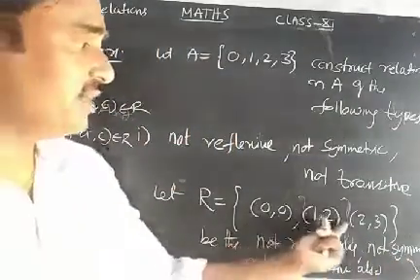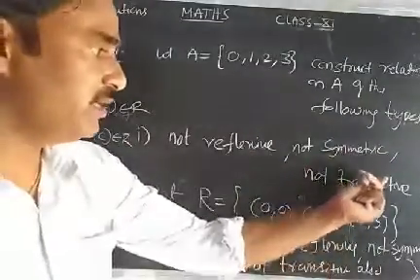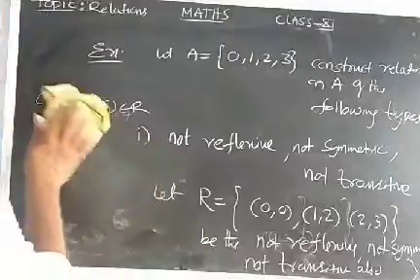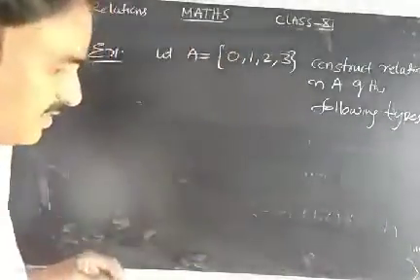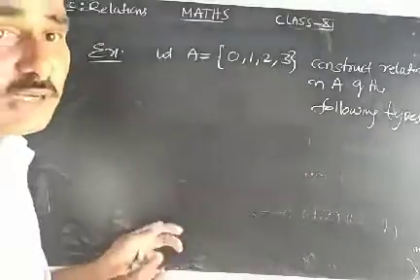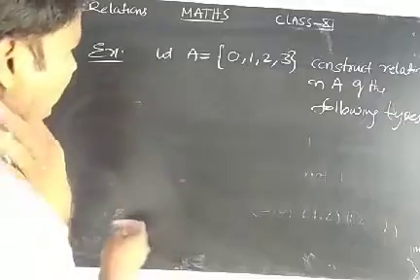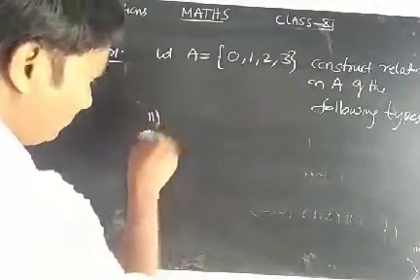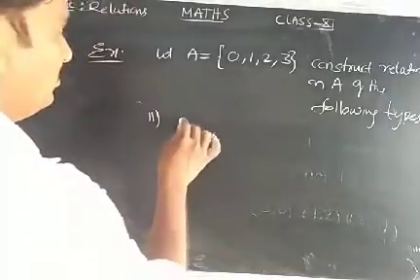See how I am taking the order pairs, in such a way that it should not be reflexive, not symmetric, not transitive. You just have to consider the order pairs from A cross A. A cross A contains 16 order pairs, and you can take any number of order pairs. Now the second question is, for this example: not reflexive, not symmetric, but transitive.